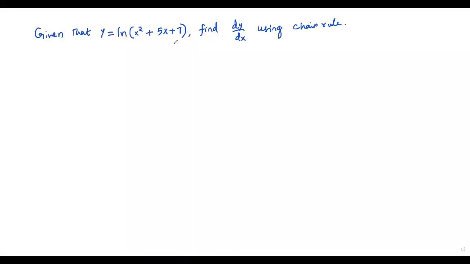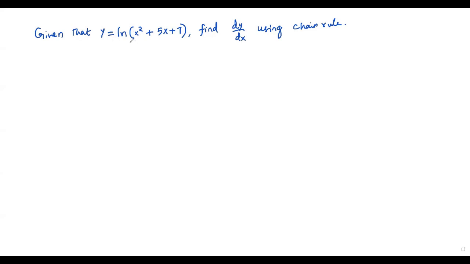Here we have a problem on derivative. Given that y equals ln of (x² + 5x + 7), find dy/dx using the chain rule. So here we have a function y equals the natural logarithm of x² + 5x + 7, and the question clearly says that we have to find the derivative of this function using the chain rule.